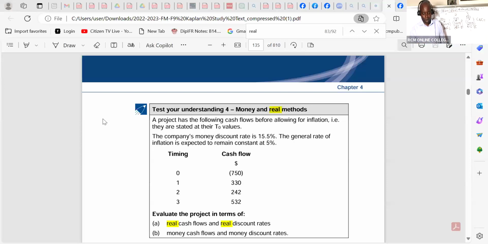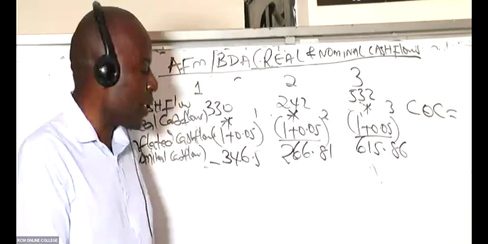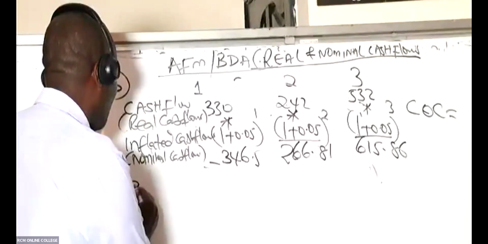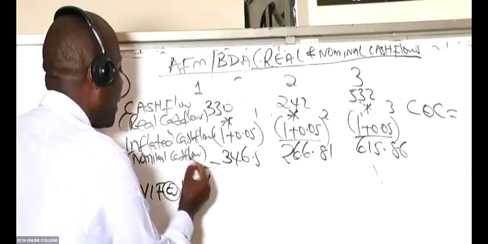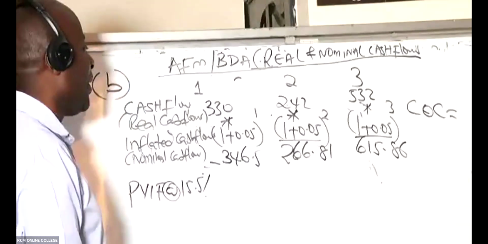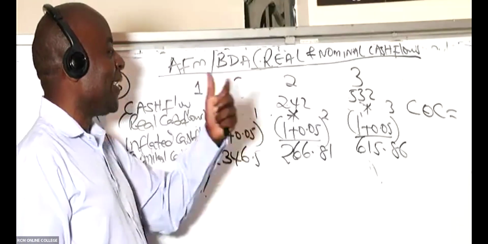You guys, today, you are not talking to me very well. So I have the money cost of capital, 15.5. So I shall use 15.5% to discount. And remember, I'm going to use PVIF, but this time around it is at 15.5%.